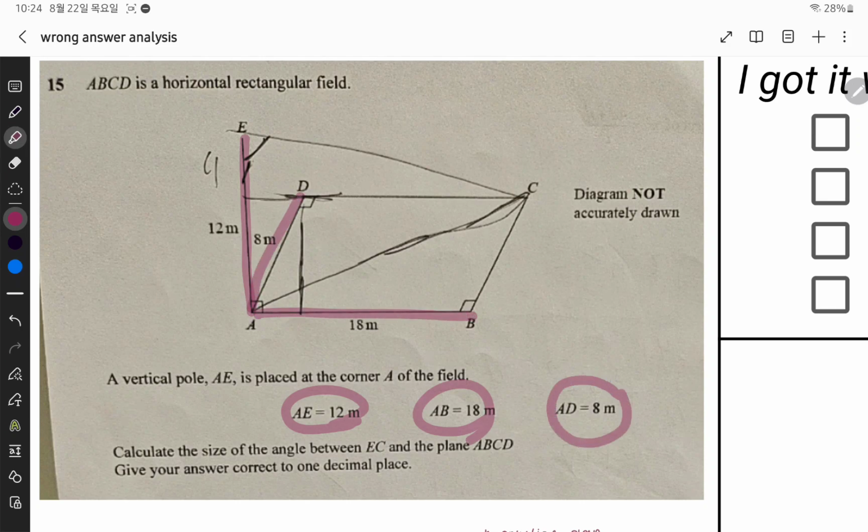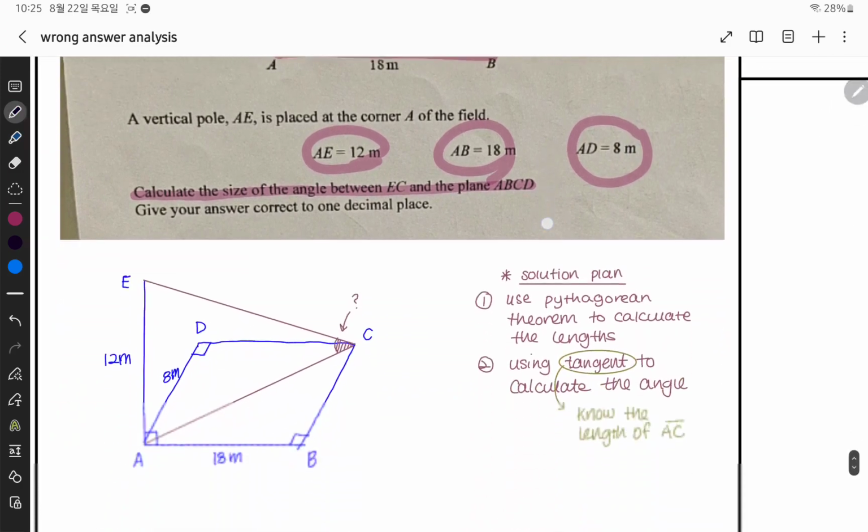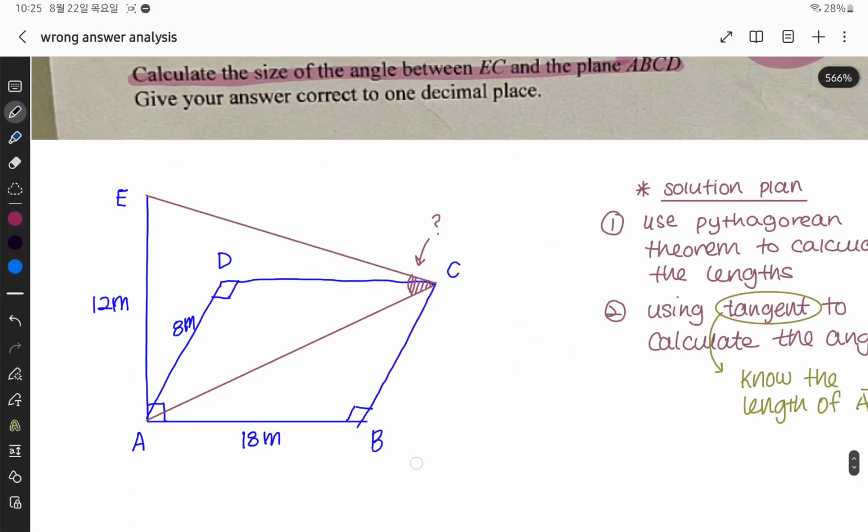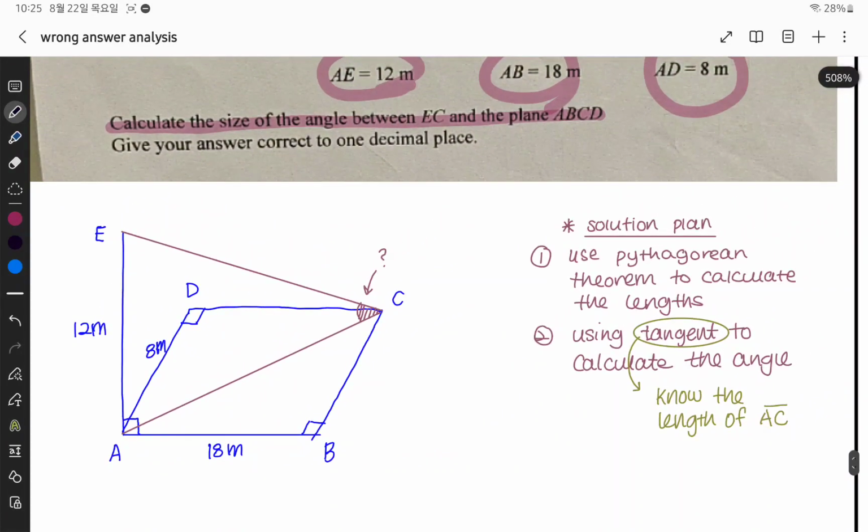And this says that it's a horizontal rectangular field on the floor, and we need to calculate the size of the angle between EC and the plane ABCD, which is located right here. So I've drawn the same model by hand to make it a little more clear. So this is the same diagram, and as you see, it's a 3D plane.